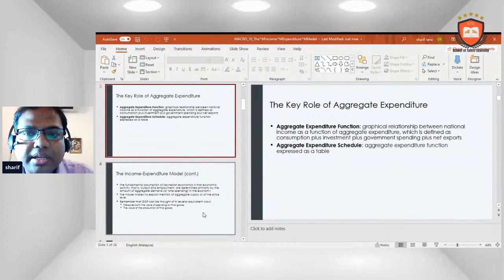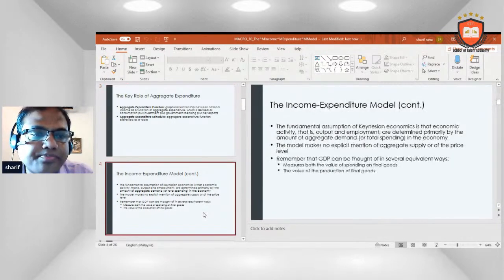Aggregate expenditure function. Graphical relationship between national income and aggregate expenditure, which is defined as consumption plus investment plus government spending plus net export. Aggregate expenditure schedule. Aggregate expenditure function expressed as a table.